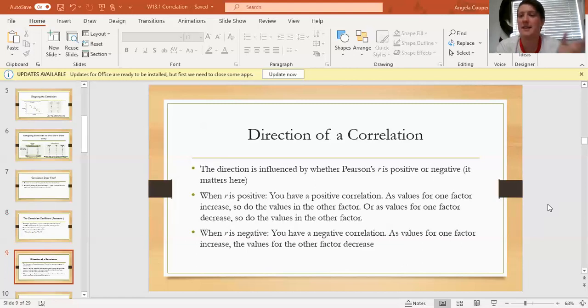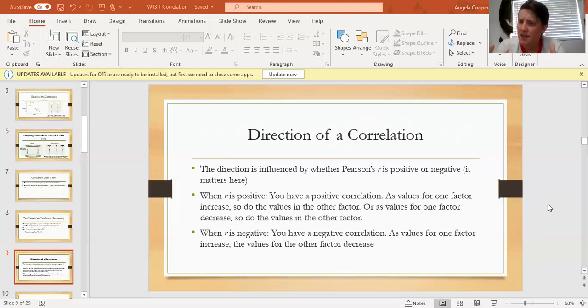You can tell direction immediately by looking at the sign of your Pearson's R. If it's negative, like a negative 1.0, a negative 0.5, a negative 0.25, that would be a negative relationship because Pearson's R is negative. If you have a positive Pearson's R, be it R equals 1.0, 0.45, 0.2, 0.8, whatever, if it's positive, you have a positive relationship. If your Pearson's R value is negative, you have a negative relationship.